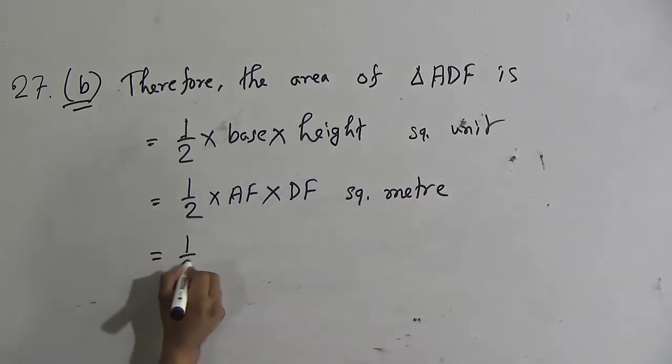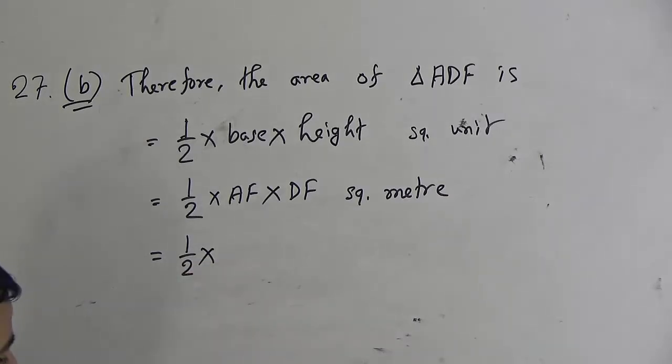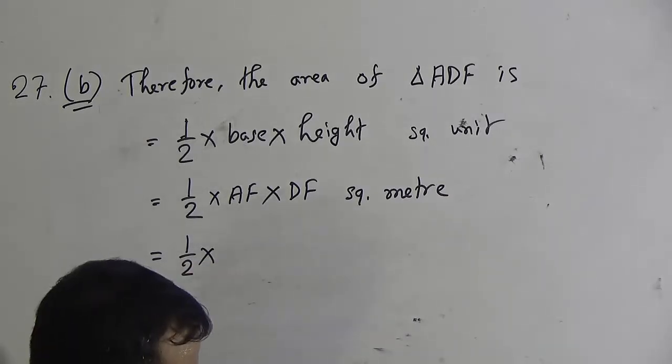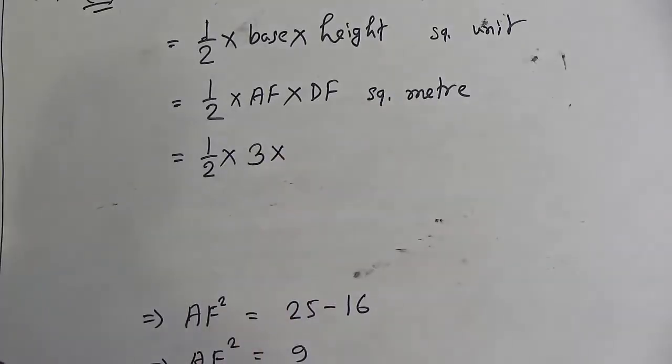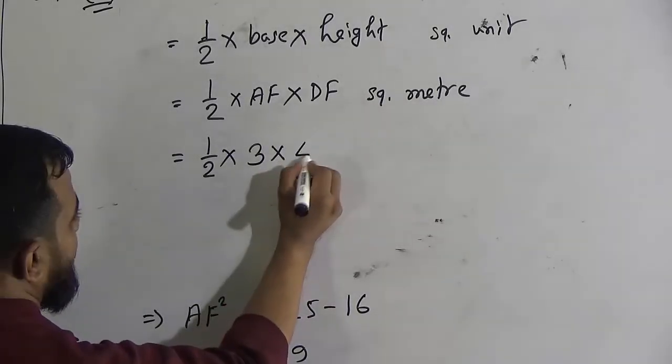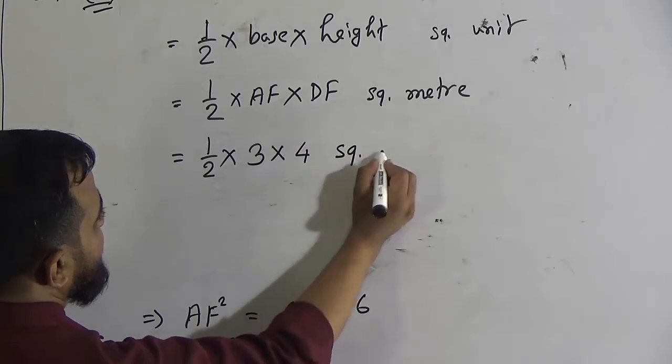That's equal to half multiply the value of AF. We have found out here the value of AF is 3. So put down here 3 multiply DF. The value of DF is given in the figure of the question, it is 4 meter. So write down here 4 and the unit is square meter.